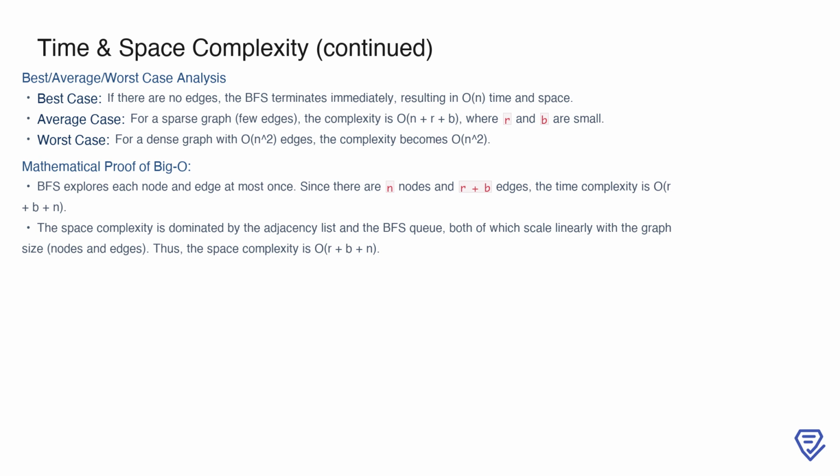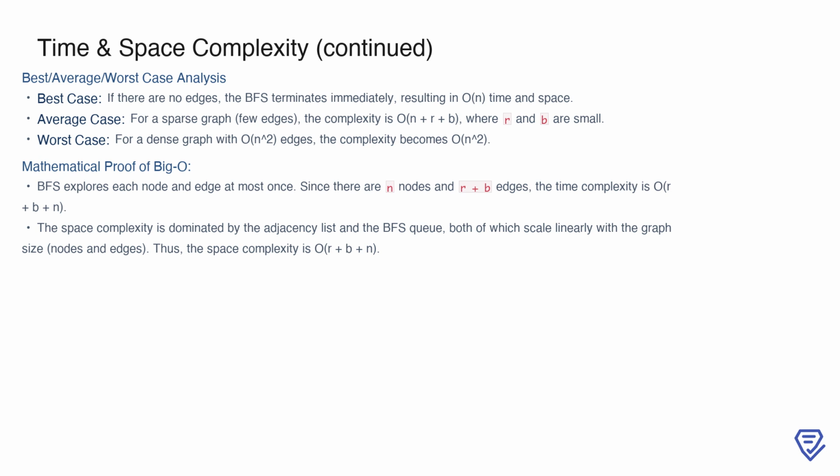Finally, let's break down the best, average, and worst-case scenarios for the algorithm. In the best case, where there are no edges in the graph, the BFS terminates immediately after checking the nodes, resulting in O(N) time and space. For the average case, in a sparse graph with relatively few edges, the time complexity remains O(N + R + B), as the number of edges is small compared to the number of nodes. In the worst case, when the graph is densely connected with O(N²) edges, the time complexity increases to O(N²), because of the high edge count.